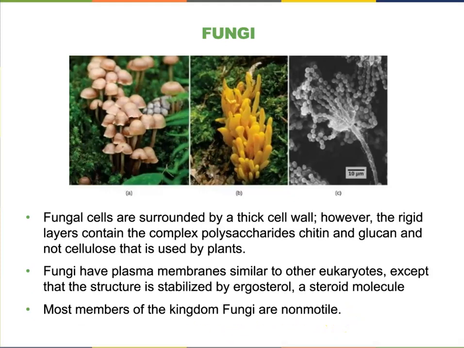Fungal cells are surrounded by a thick cell wall. However, the rigid layers contain complex polysaccharides. These polysaccharides in fungi are called chitin and glucan. They are different from the cellulose used by plants. Fungi have plasma membranes. The structure of the fungal cell membrane can be stabilized by ergosterol, which is a steroid molecule. Most members of the kingdom fungi are not motile.